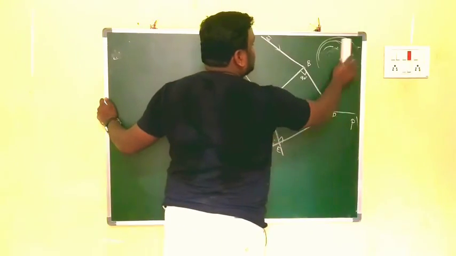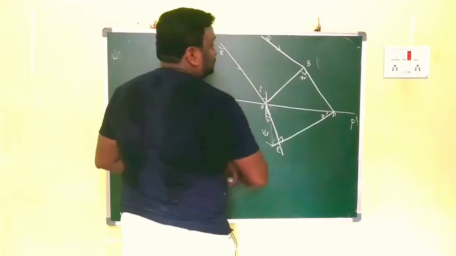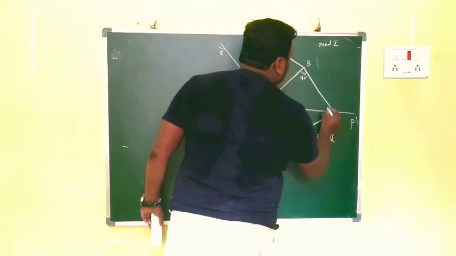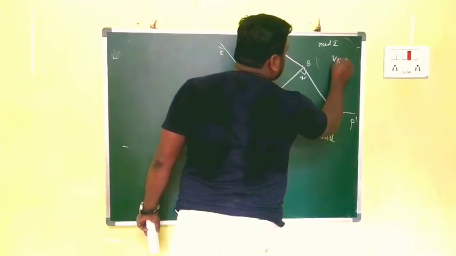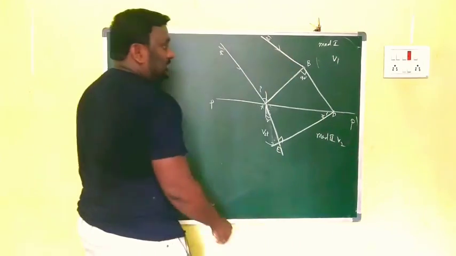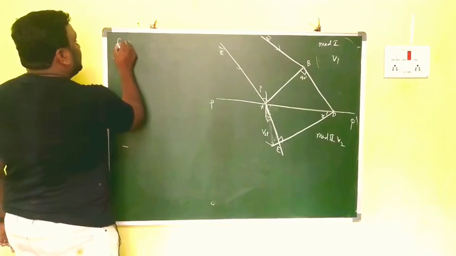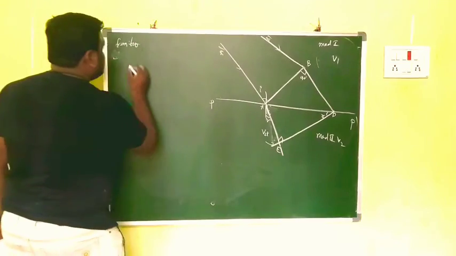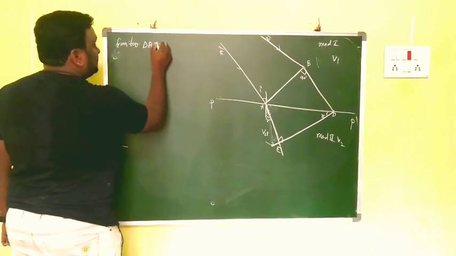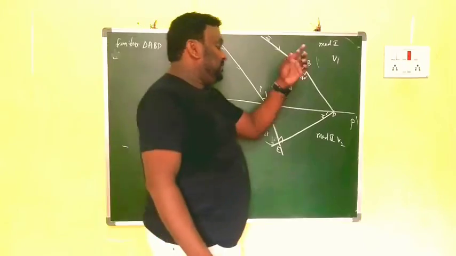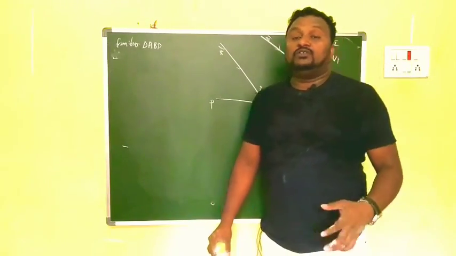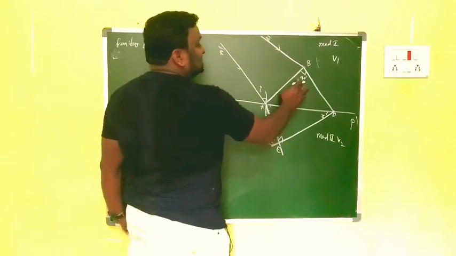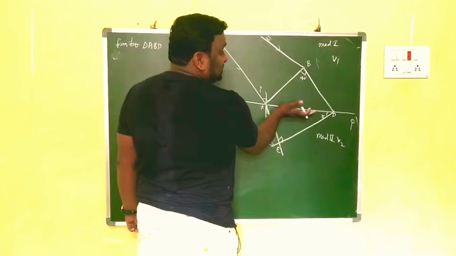In this case I have told you this is medium 1 and this is medium 2. The velocity of light is v1 in this case, and v2 in this case. Clear? So from the figure we are taking the triangle ABD. From triangle ABD, what do we write? Sine means opposite side by hypotenuse. Here the angle is 90 degrees, so this is the hypotenuse.